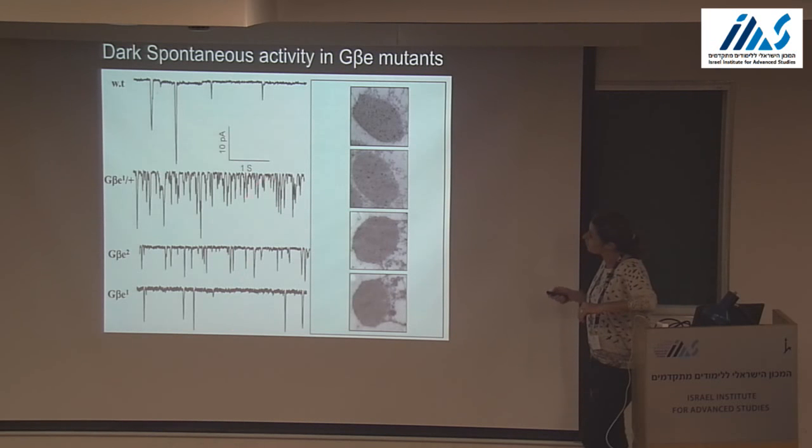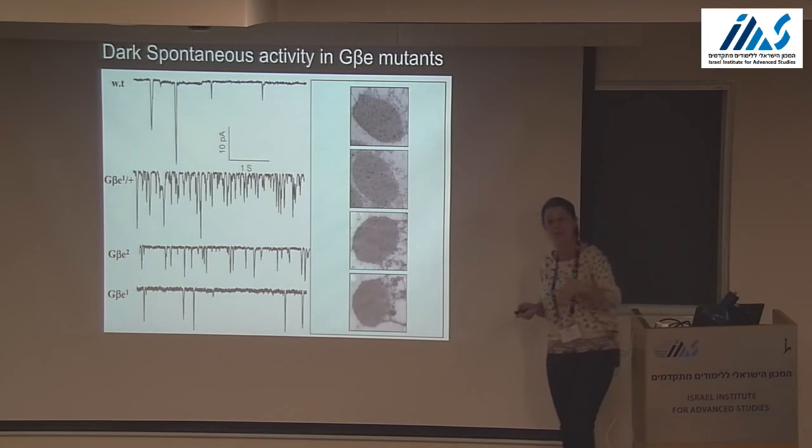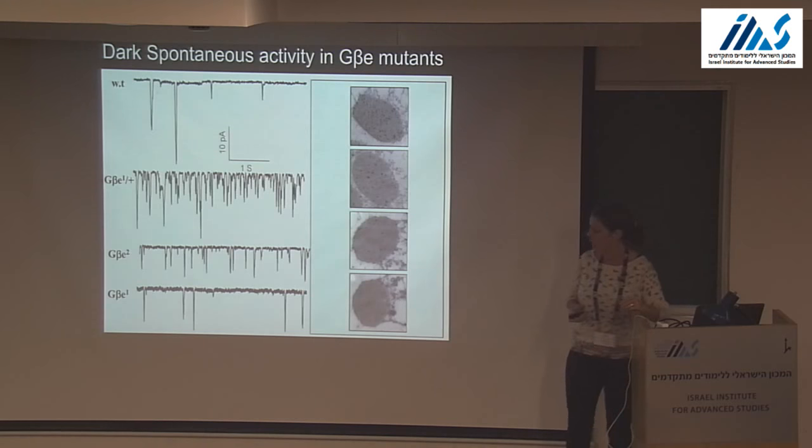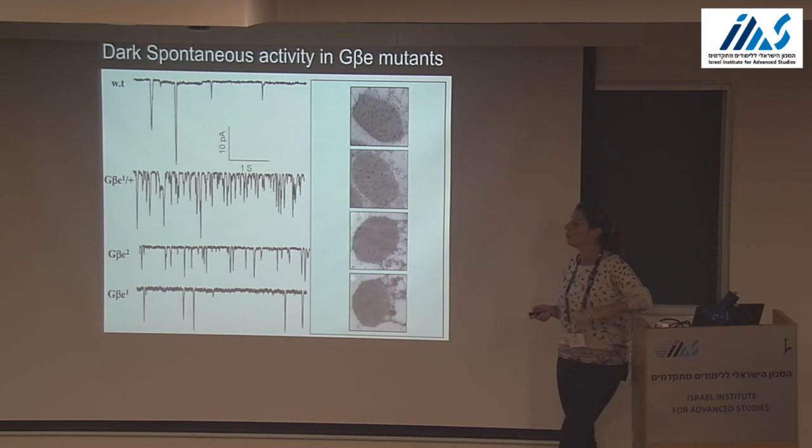If you reduce the beta levels even further, you get less and less of this spontaneous activity. And I just want to remind you, a slide back, I showed you that there is less alpha subunit on the membrane, so there is less protein available for activation. So how come we get more spontaneous activity when we deplete the beta subunit?